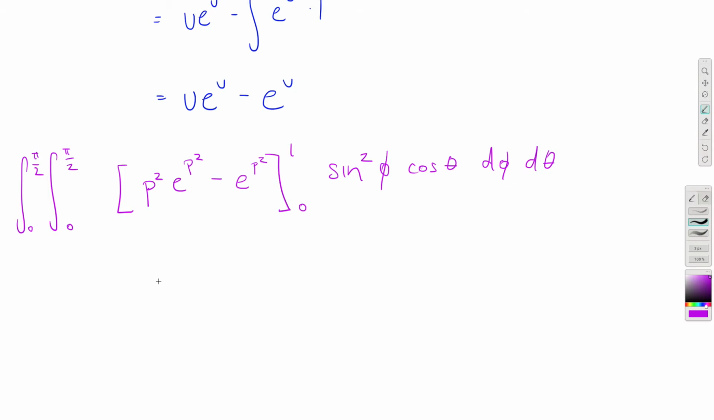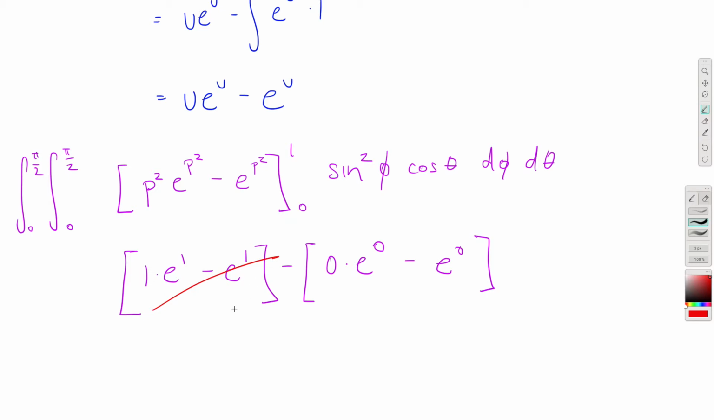Alright, so now when we sub these values in, we're going to get 1 times e to the 1 minus e to the 1, minus 0 times e to the 0 minus e to the 0. You got e to the 1 minus e to the 1, so guess what? That goes away. Then you got minus e to the 0 to the 1, well that 0 makes that go away. Then you got negative 1 plus 1, so you get 1. My goodness, that took forever.